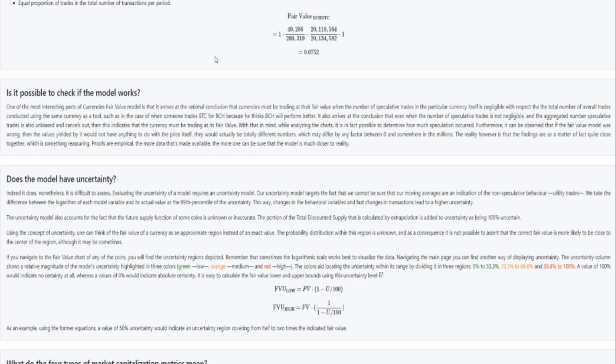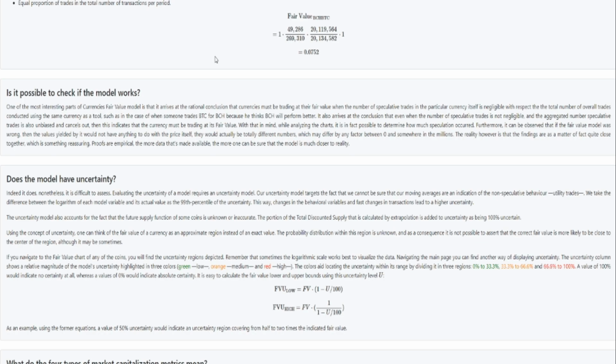It also arrives at the conclusion that even when the number of speculative trades is not negligible, and the aggregated number of speculative trades is also unbiased and cancels out, then this indicates that the currency must be trading at its fair value. With that in mind, while analyzing the charts, it is in fact possible to determine how much speculation occurred.